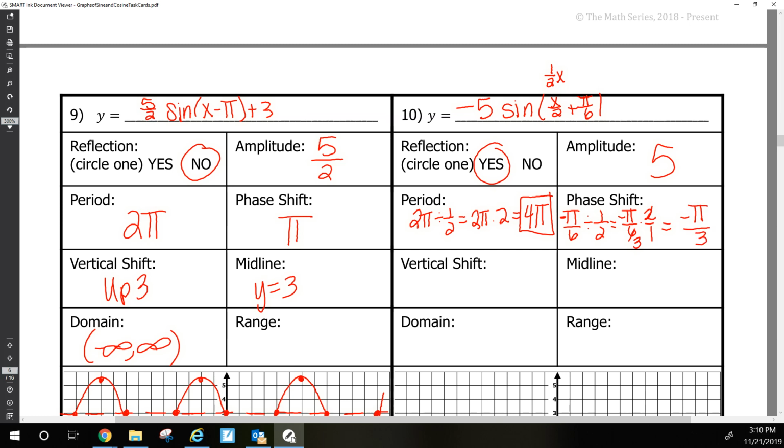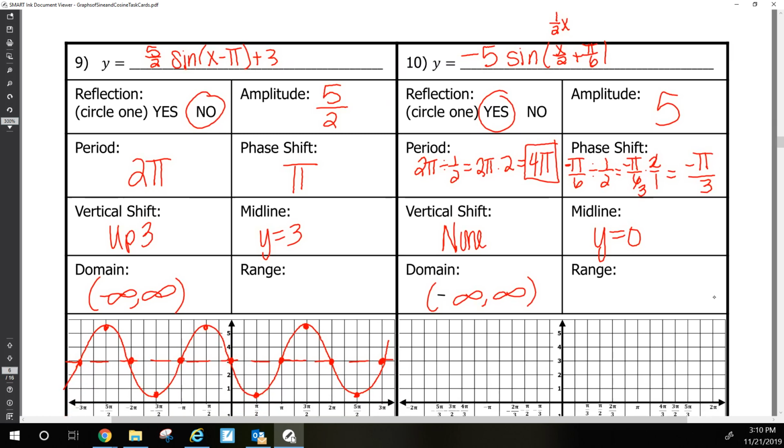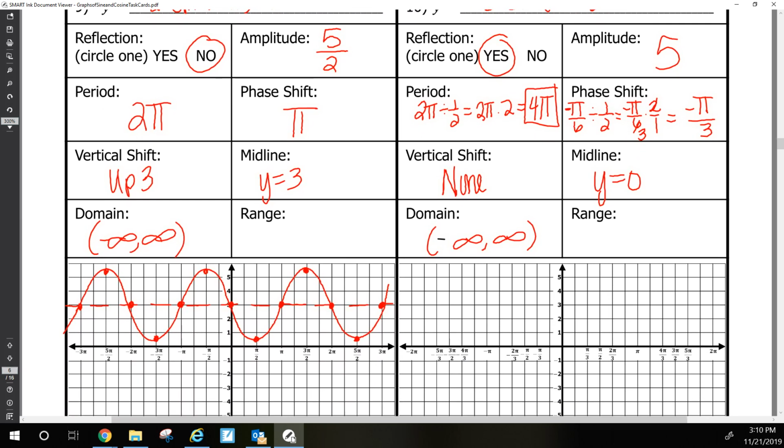My vertical shift, I don't have anything happening out here, so I have no vertical shift, which means my midline is y equals 0. My domain is negative infinity to positive infinity. All right, so let's see. Midline is at 0. Nothing's changed about that. So we're going right here. We've got a sine function, so remember we're going to start at midline, go high, go low, and down, but this one is reflected, so we're going to go down and then up and then down. But first we're going to figure out where that's happening.